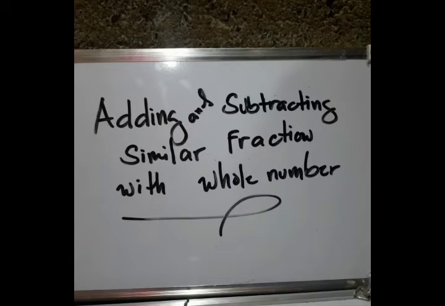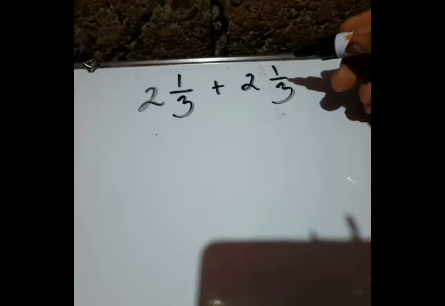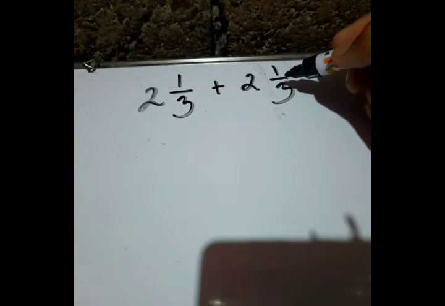So the rules will still be the same. You have to copy the denominator, write the numerator along with the operations, perform the indicated operations, and then simplify if possible. For us to understand that further, let's have an example. So let's try this one, 2 and 1/3 plus 2 and 1/3.